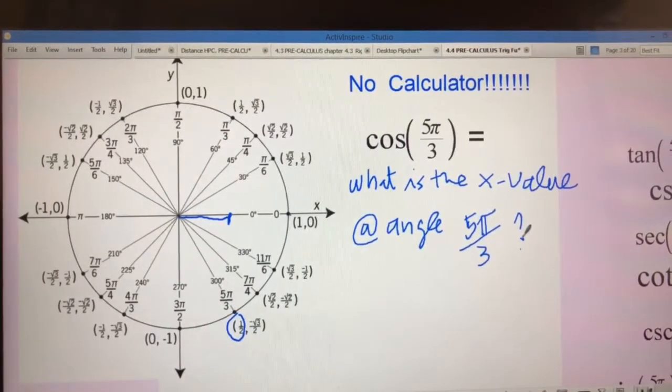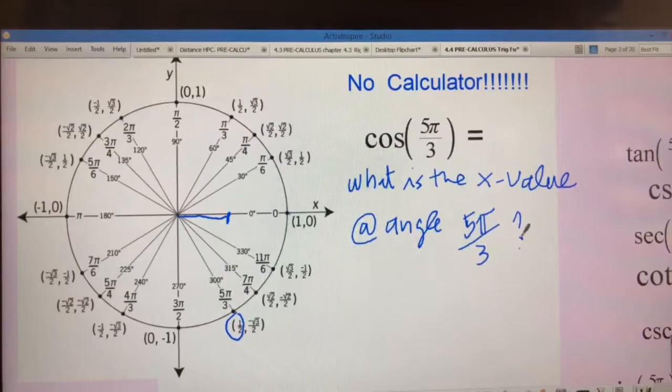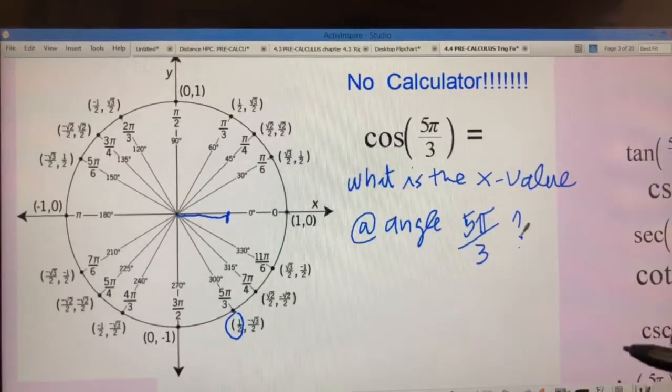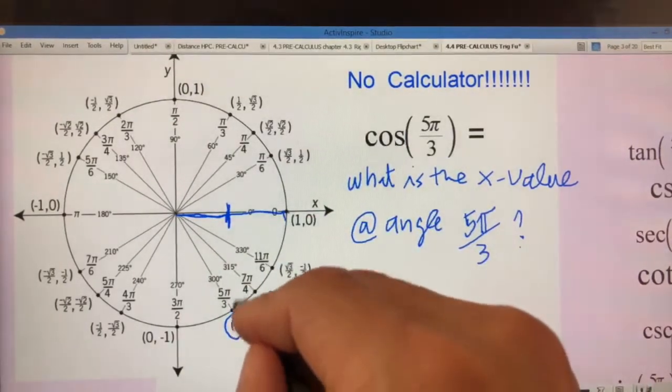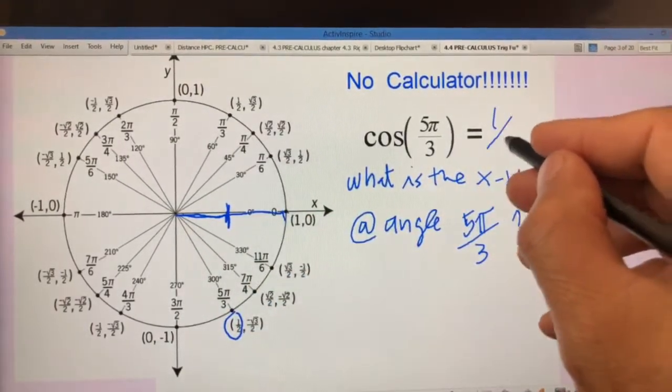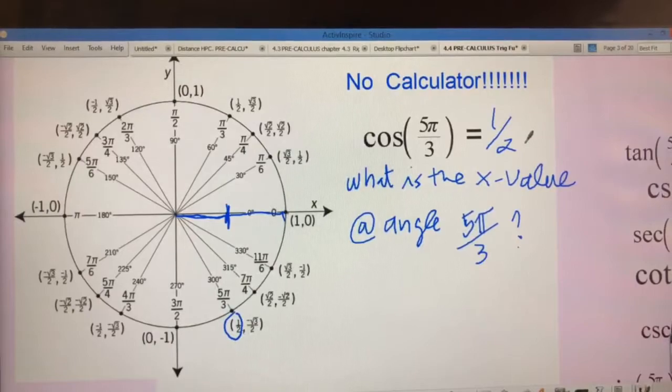Okay, I know people will say cosine of 5 pi over 3, but what does that mean? It means the x value. So that value is about halfway there. That's why you see the 1/2 down there. So the answer is just 1/2. The end of the story. Okay.